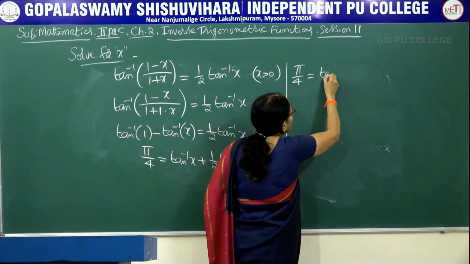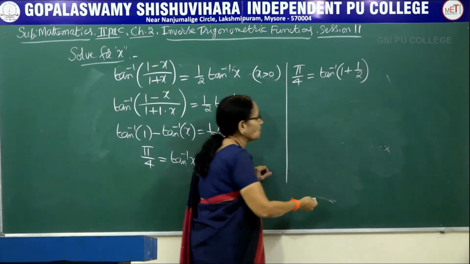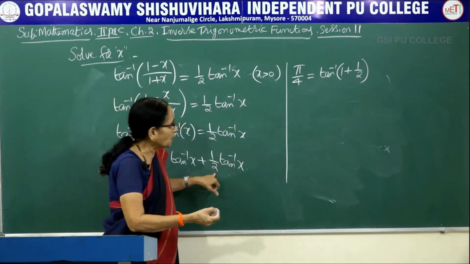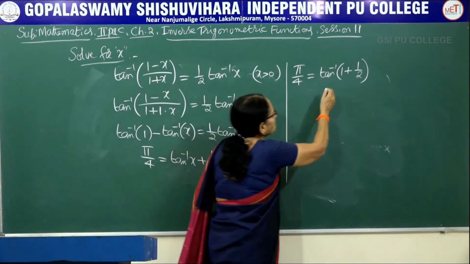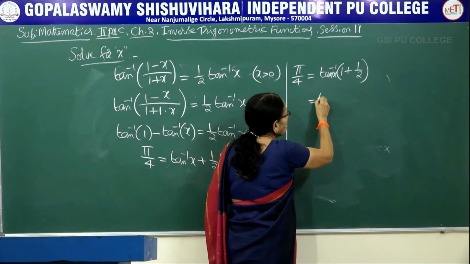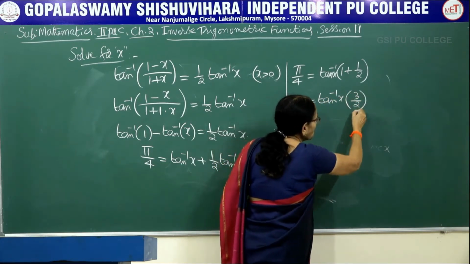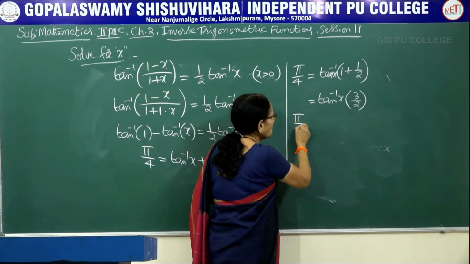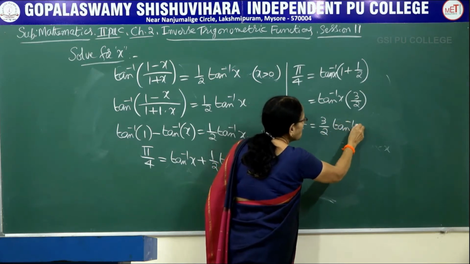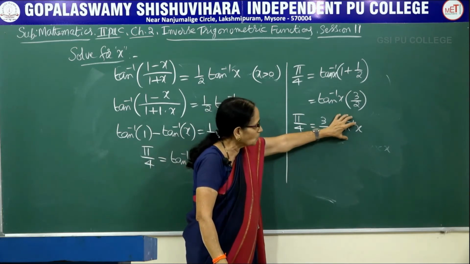Now, take the tan inverse x as common factor. What is remaining? It is 1 plus half. Or directly you can add 1 and half, that is 3 by 2. If you find it difficult, take tan inverse x as the common factor and then add the numbers here. That is tan inverse of x into 3 by 2. Or I can write it as pi by 4 is equal to 3 by 2 into tan inverse of x. So this is the only term having the unknown quantity x here.